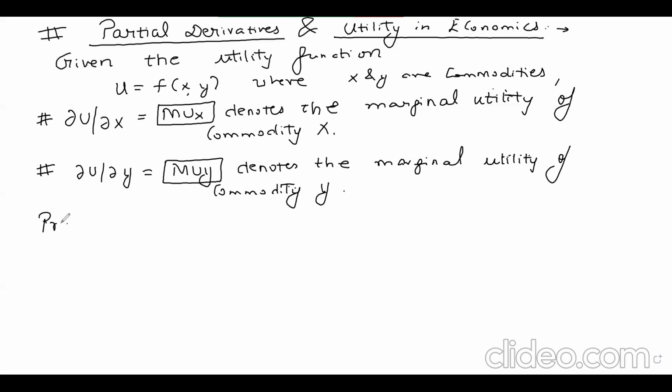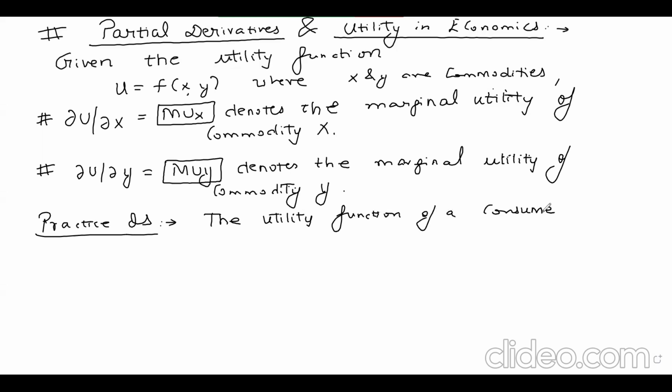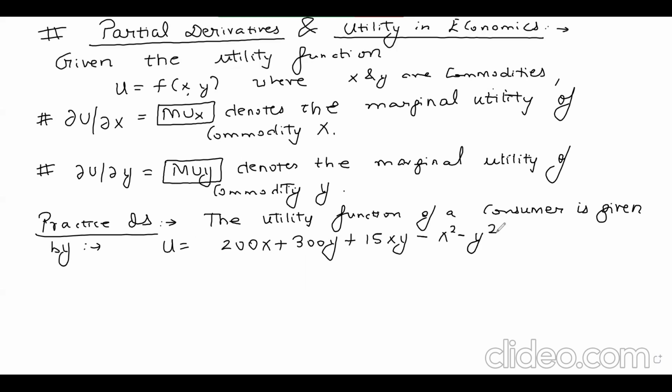Let's look at a practice question based on this particular concept. The utility function of a consumer is given by u equals 200x plus 300y plus 15xy minus x square minus y square. We are given this utility function of the consumer.